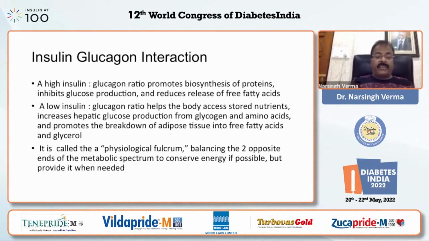It is called the physiological fulcrum. This insulin-glucagon interaction is called a physiological fulcrum, balancing the two opposite ends of the metabolic spectrum to conserve energy if possible, but provide it when needed. So both are required. Sometimes we need energy to be conserved, and sometimes we need energy to be provided. That is possible only by flipping the switch and making the insulin-glucagon interaction work in different ways.